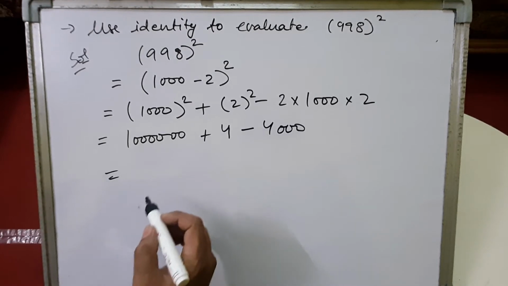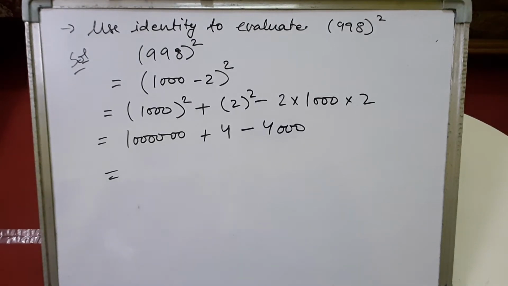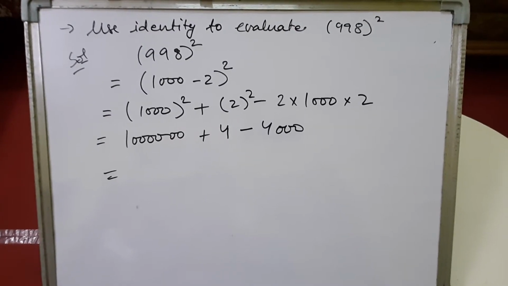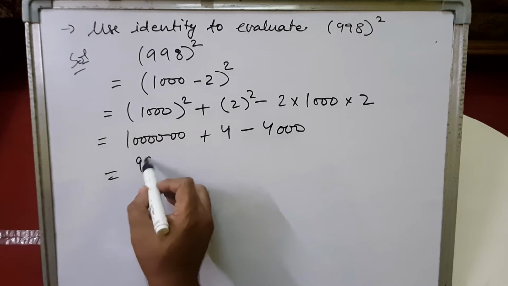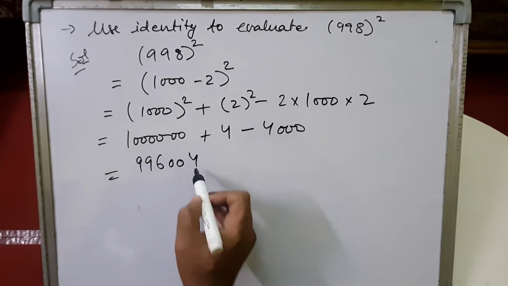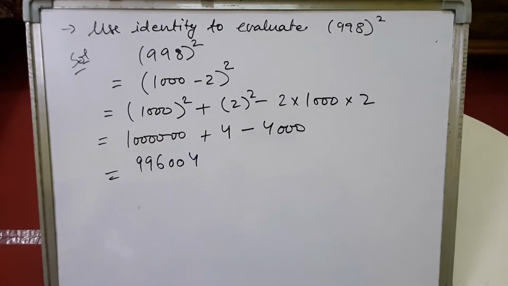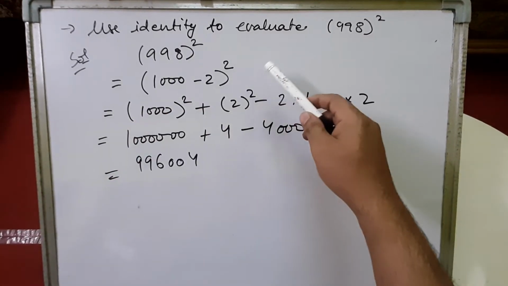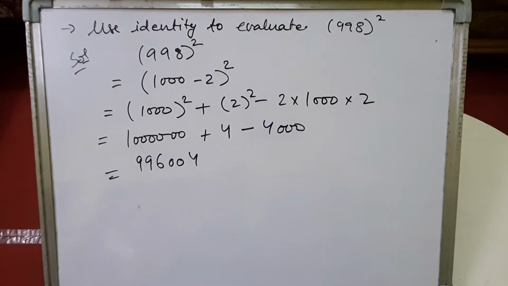So when we solve it, what we'll get? Let's calculate. We'll get 996,004, something like that. Alright, so this will be your answer. So we have not actually multiplied 998 into 998. We have used the formula. We've used the identity to calculate the value. Alright, this way you'll use the formula. Note down please.